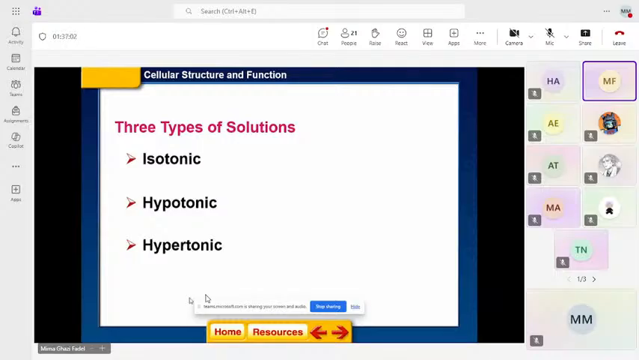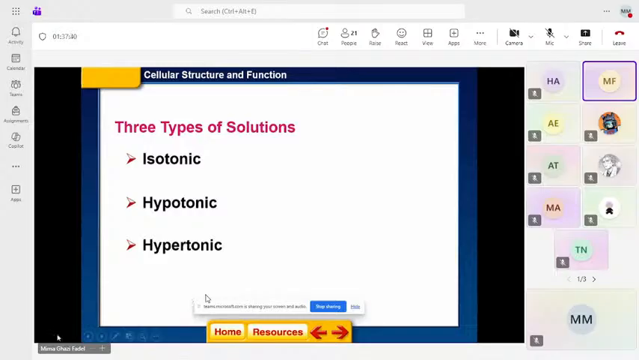So, three types of solution. To prepare any solution, we should have a solute and a solvent. Any solution you want to prepare at home, you get a solvent and a solute. For example, the solvent is water, and the solute is sugar. As we talked about yesterday, the solute is the substance that dissolves in the solvent, in water. So by adding water and sugar together, I prepared a solution. That solution can be isotonic, hypotonic, or hypertonic.